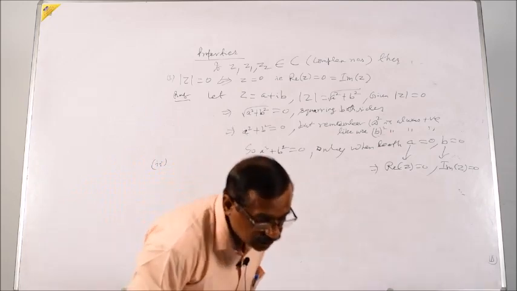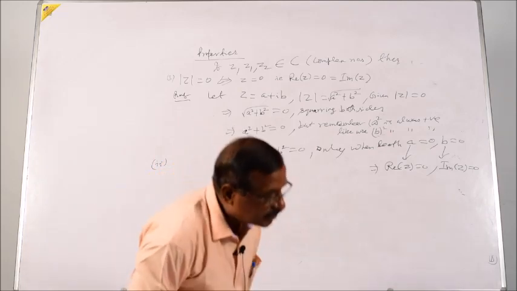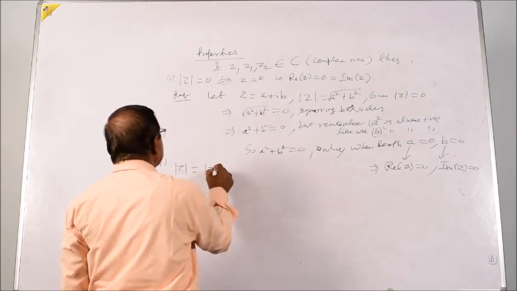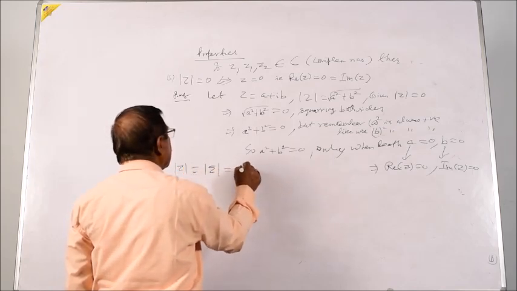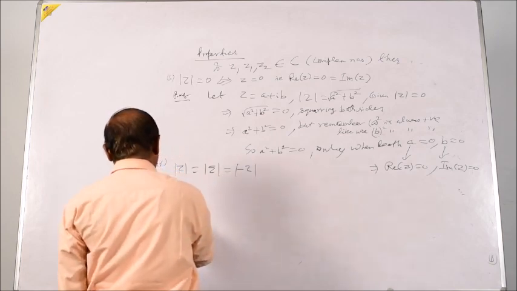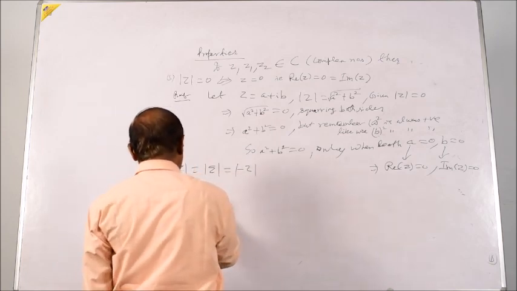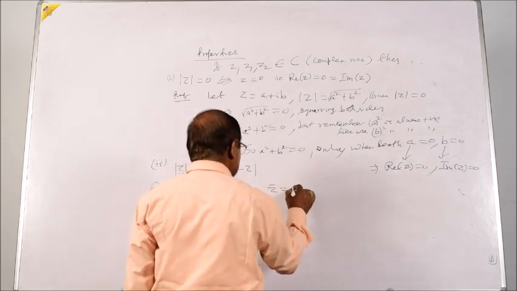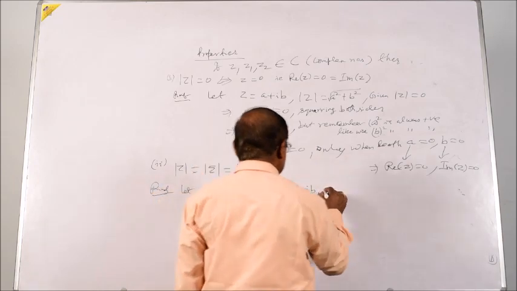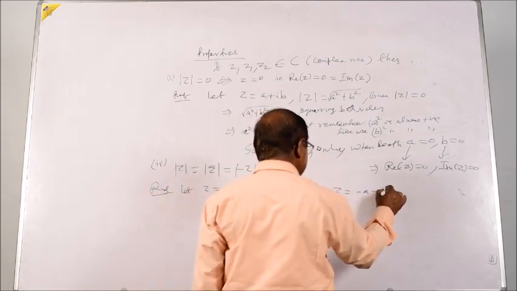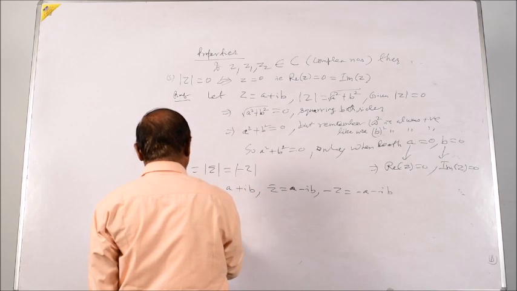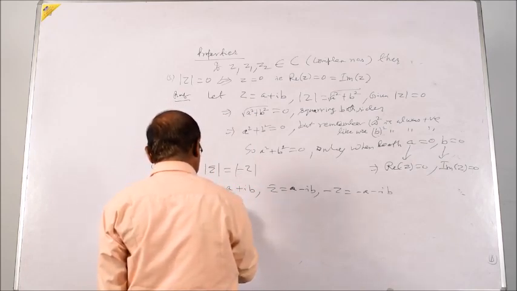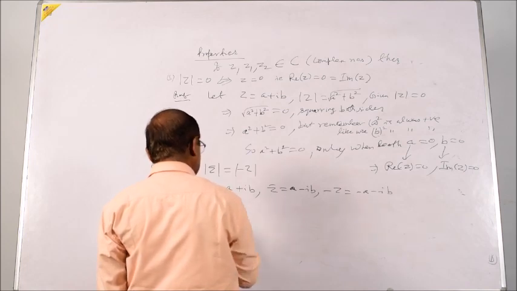Second property is like this: mod z bar is equal to mod minus z, which is equal to mod z. Let us prove this. Let z is equal to a plus ib. So, z bar is equal to a minus ib, and minus z is equal to minus a minus ib. Therefore, what is mod z? It is the square root of a square plus b square.